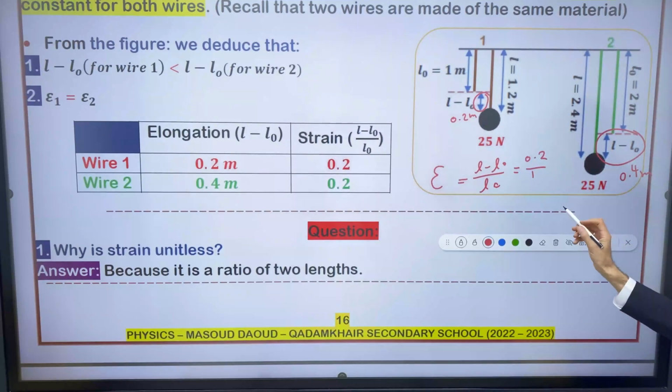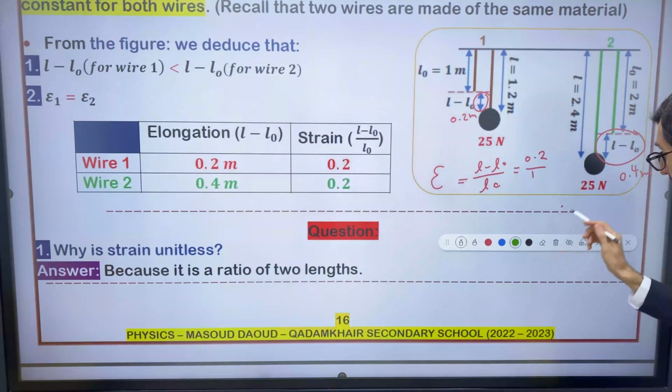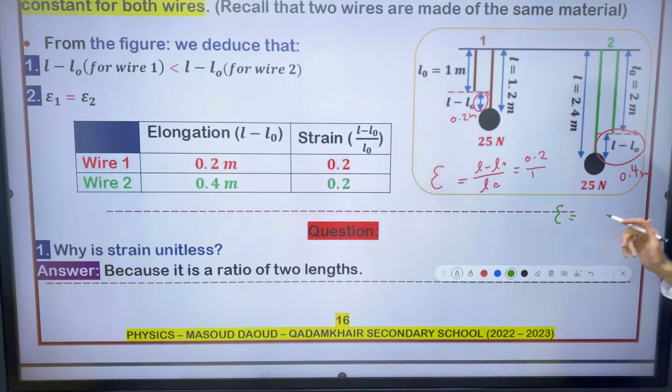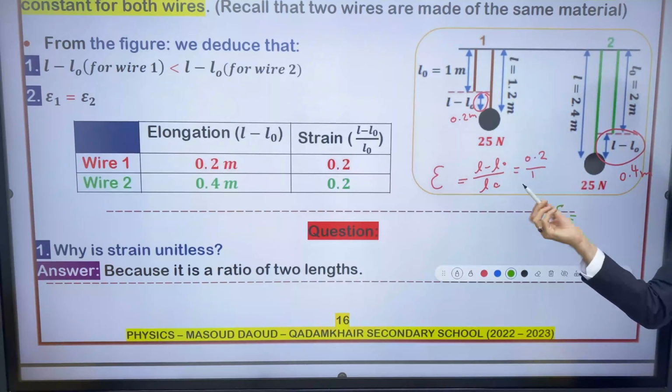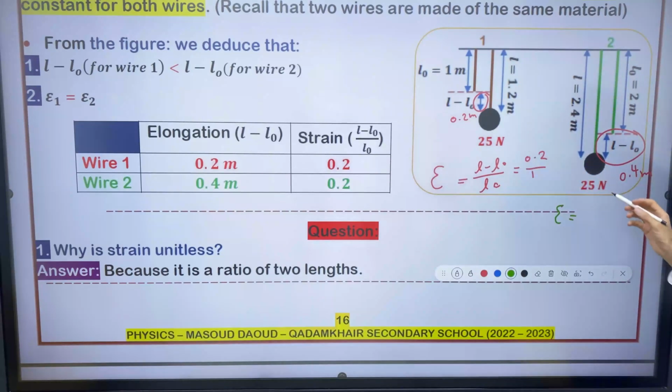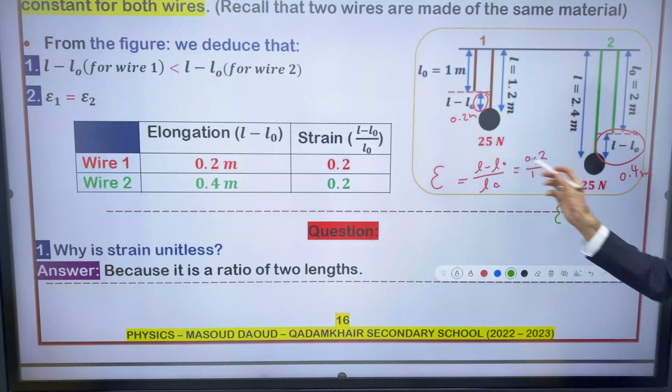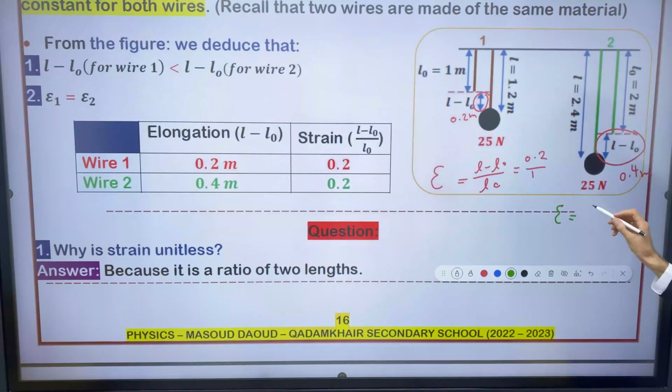Let's find the strain for the longer wire. Epsilon is equal to L minus L naught divided by L naught, the same rule, but the numbers change. L minus L naught is 0.4 for the longer one, divided by the initial length, which is 2 meters. So 0.4 divided by 2 is equal to 0.2. You see? 0.2 here and 0.2 here.